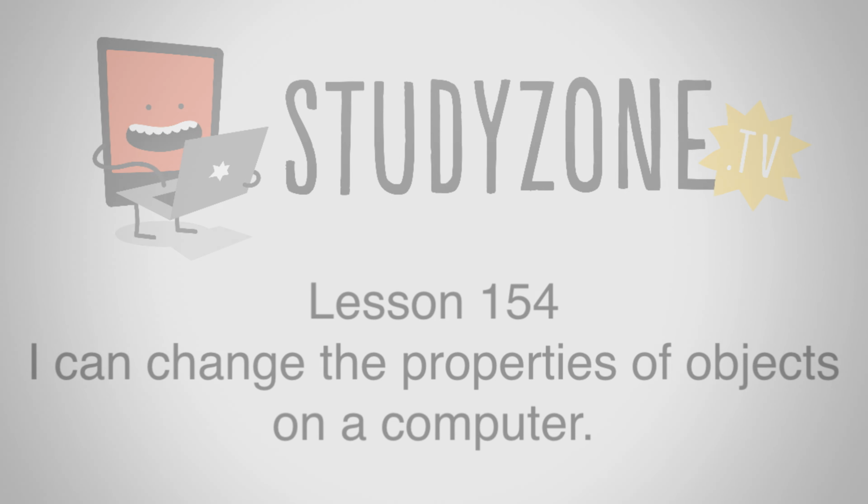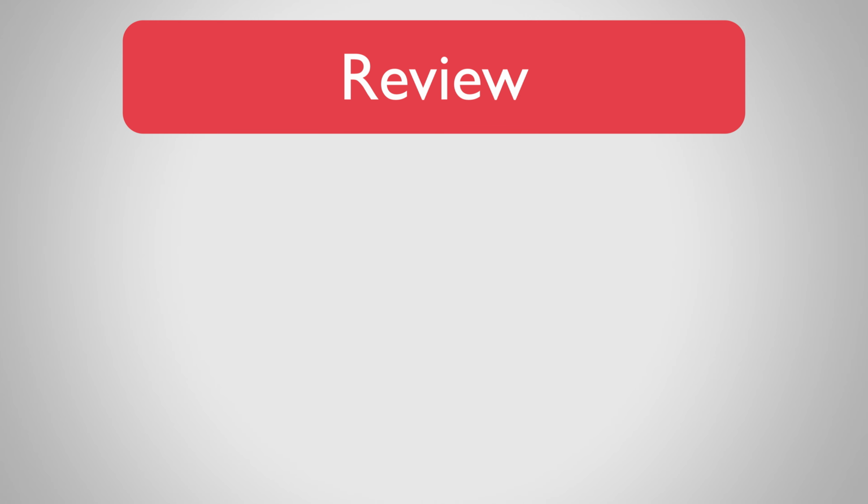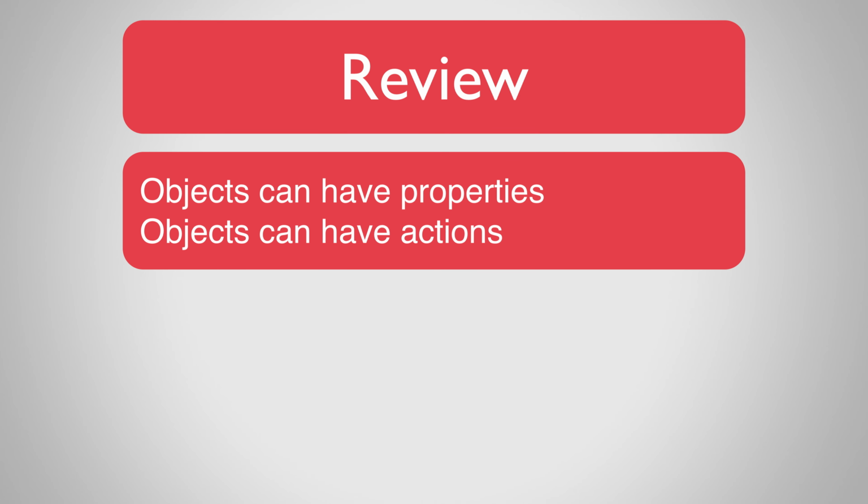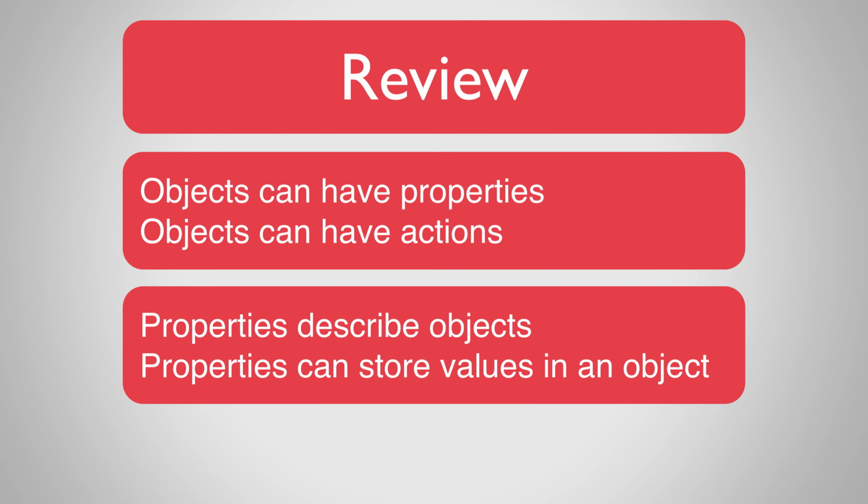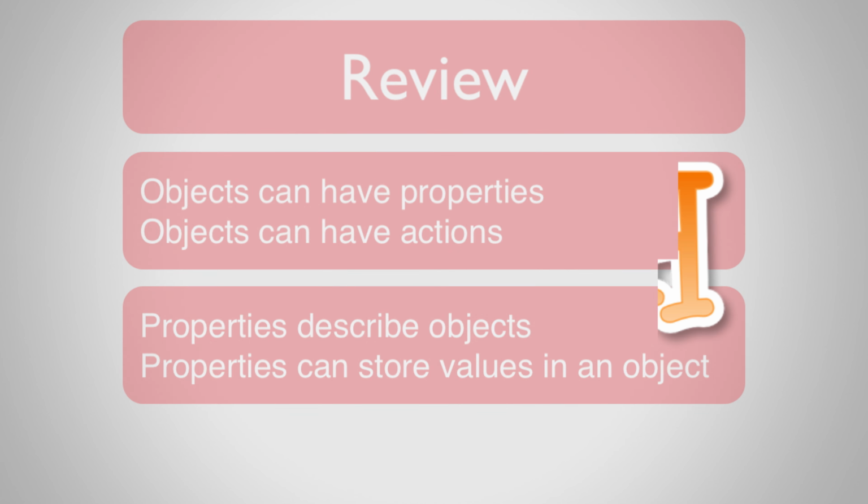In our previous lesson, we learnt how real-life objects can have properties and actions. Properties are used to describe the object, for example whether it's large or small, but also to store values, such as channel number or volume on a television, for example. In this lesson, we're going to learn how to access and set properties of objects on a computer. For this, we're going to be using a piece of software called Scratch.